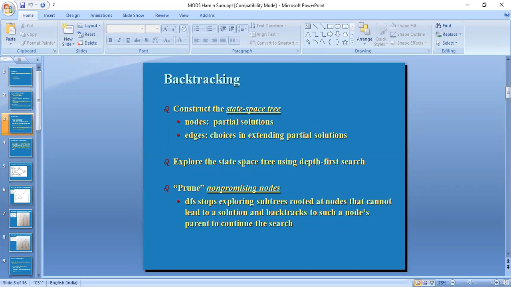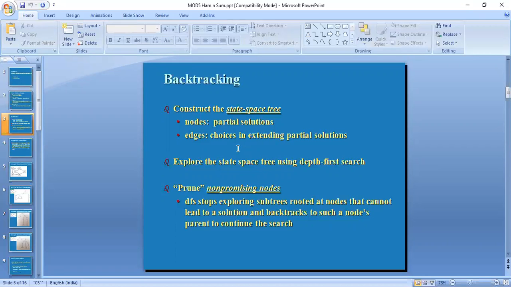In the last class, we were seeing about backtracking. Backtracking is to construct a state space tree, which will consist of two components, the nodes and the edges. The nodes lead to the partial solution and the edges give you the choices in extending your partial solutions. Now, what is the technique which we follow for generating the state space tree? It is nothing but the depth first search.